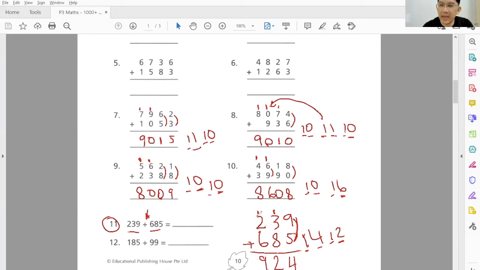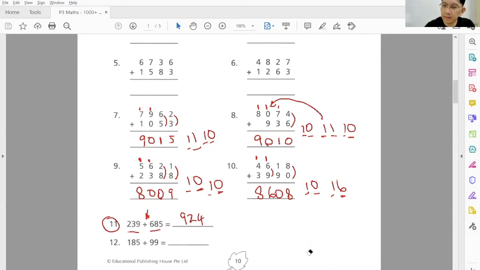So the answer to 239 plus 685 is 924. I'm going to erase that part over here so that I have space to do my working. Remember, boys and girls, you have to do the working.